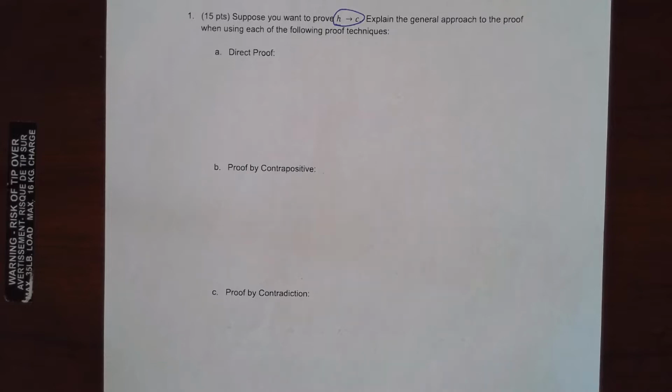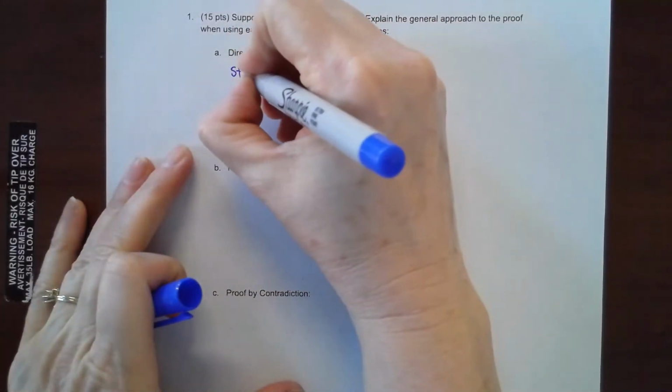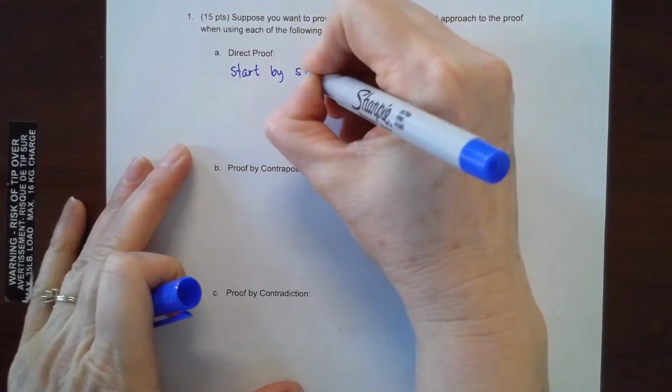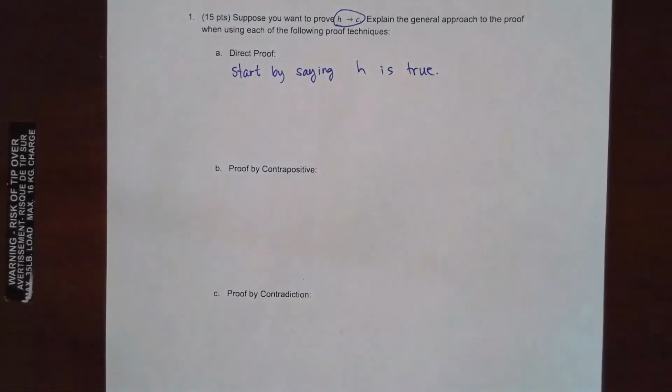Okay, so it's important for us to recognize, in each one of these, what we're saying is true at the beginning. And then based on what we say is true, what we have to show is true from that. So each of these has a starting point. For a direct proof, our starting point, we would just start by saying that H is true. That's where we start. Given that I already know H is true, where can I go from there? So that's the starting point for a direct proof.